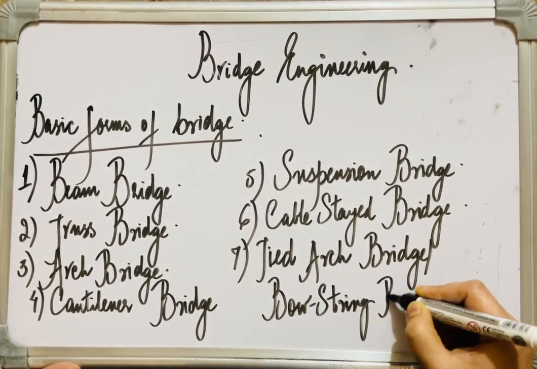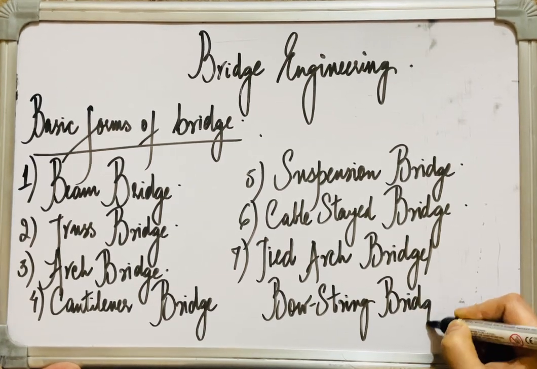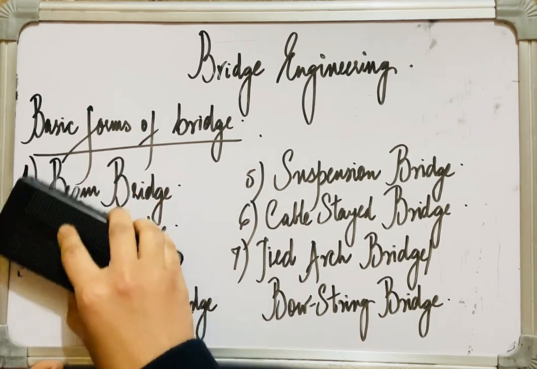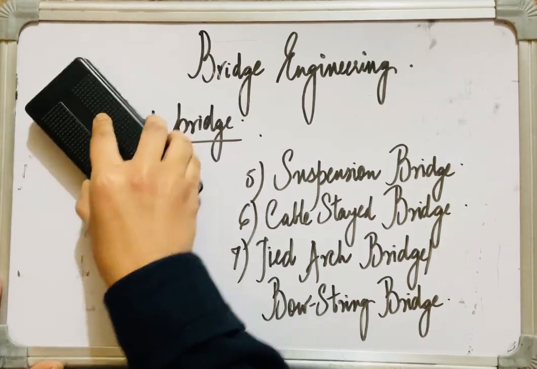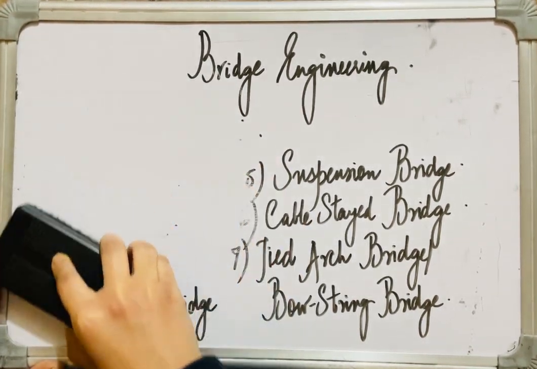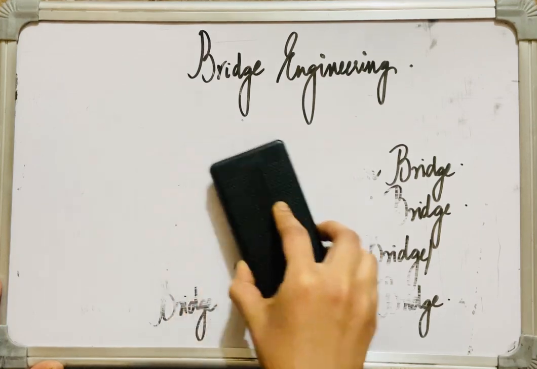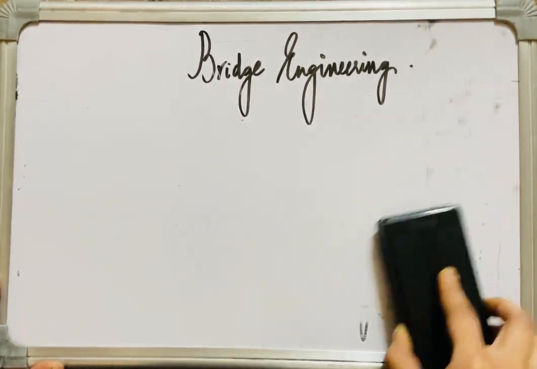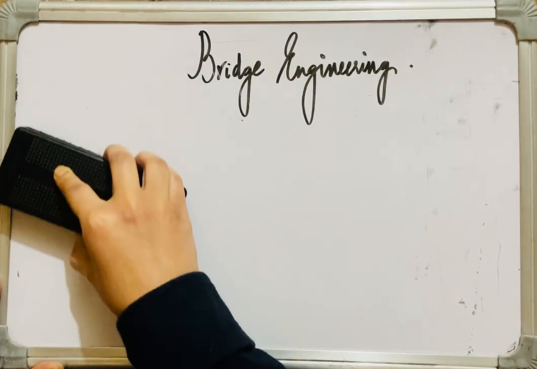Okay, so we have essentially 7 basic forms of bridges: beam bridge, truss bridge, arch bridge, cantilever bridge, suspension bridge, cable stayed bridge, and tied arch bridge or bowstring bridge. We're going to study each and every one of them one by one. So let's start with the beam bridge first. These are 7 basic forms of bridge types, essentially a classification based on the type of the superstructure used.